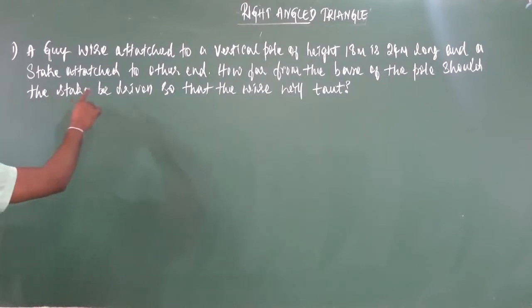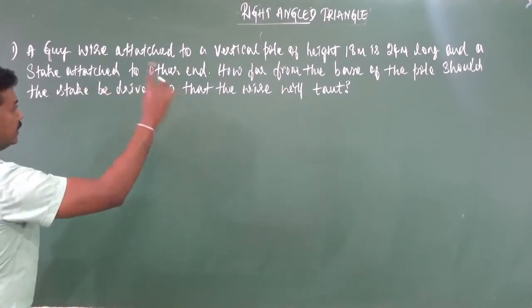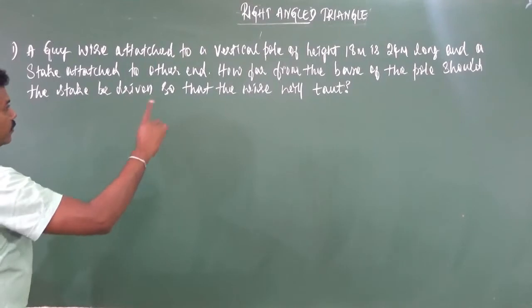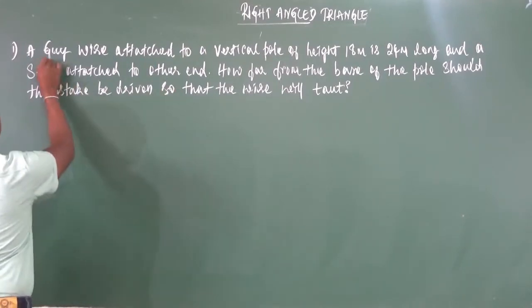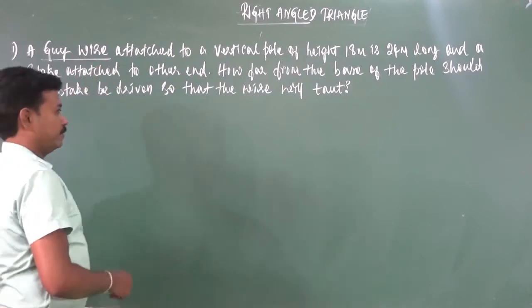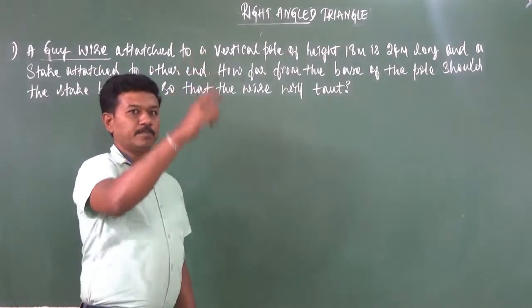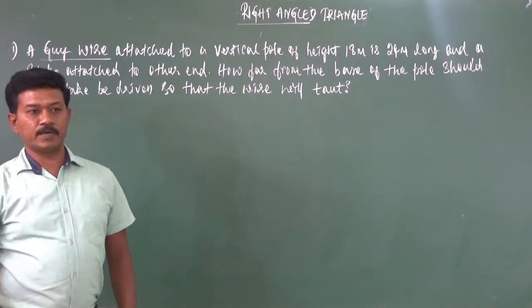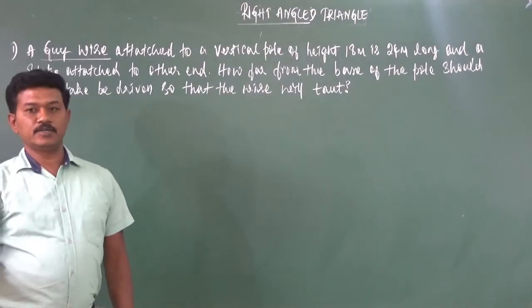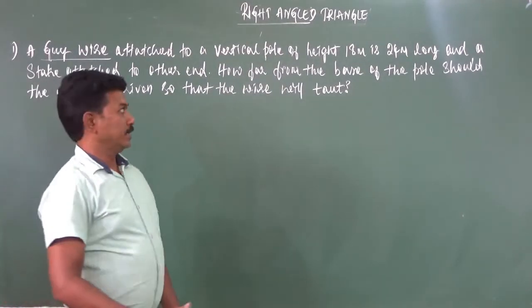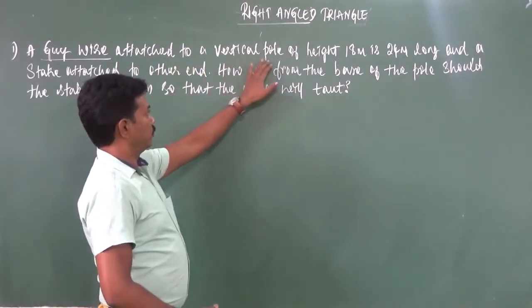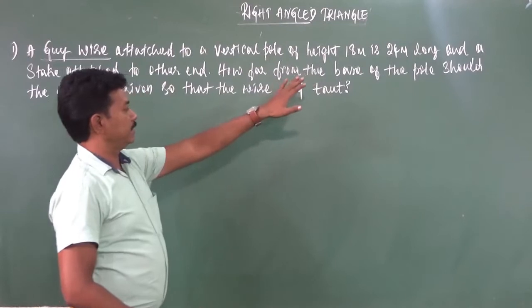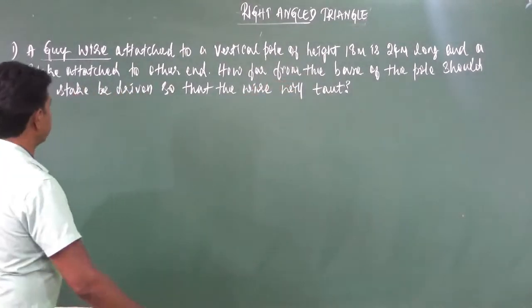A guy wire attached to a vertical pole of height 18 meters is 24 meters long. Okay, so there are two things here. One is the guy wire. Maybe you have seen for the electric poles, they have pulled a metallic wire and it is tied to the ground. That's called the guy wire. So a guy wire attached to a vertical pole of height 18 meters is 24 meters long.